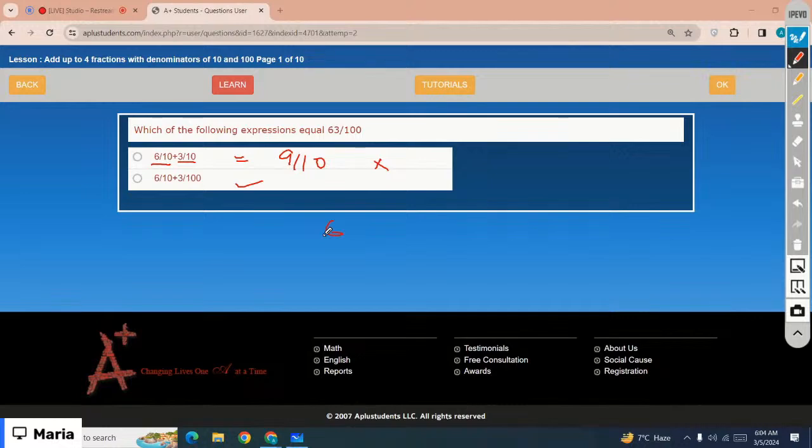First, you need to make their denominators the same. You always make the smaller denominator equal to the greater one. So here is 10 and here is 100, right? We know that 10 times 10 is 100, so you need to multiply this fraction by 10. So 10 times 6 is 60 over 10 times 10, which is 100. And then here you have 3 over 100. And 60 plus 3 equals 63 over 100. So the correct option is option number 2.